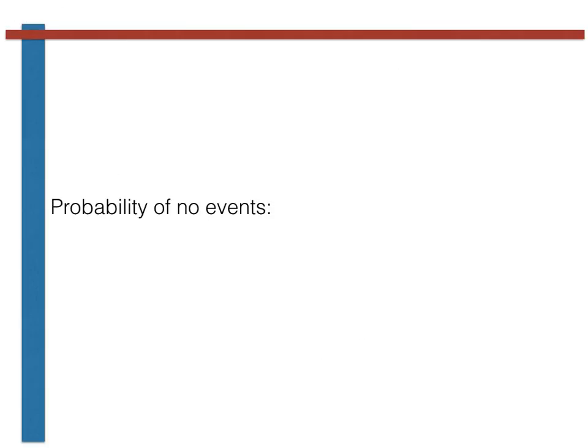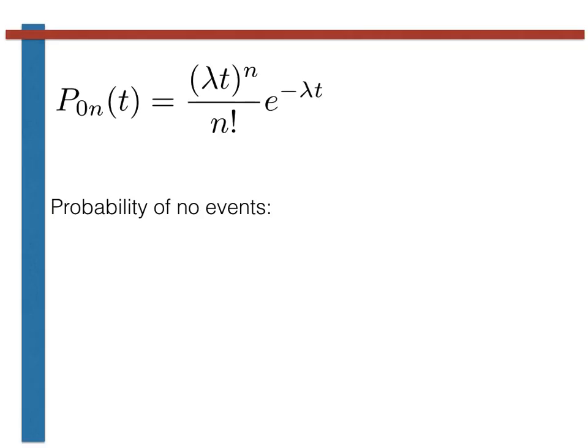Let's now consider how we might simulate a Poisson process on a computer. I have reproduced the equation for the probability that exactly n events occur during a time window of length t here. By substituting n equals 0 into this expression, we can quickly arrive at the following expression for the probability that no events will have occurred by time t.